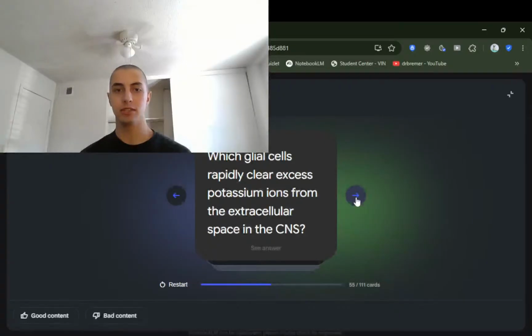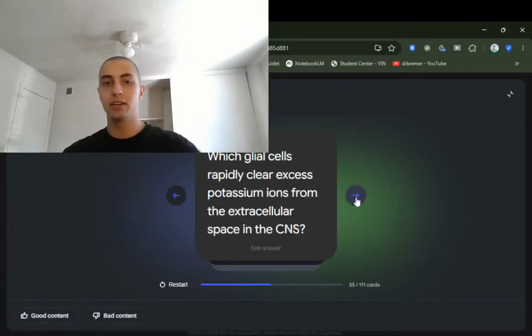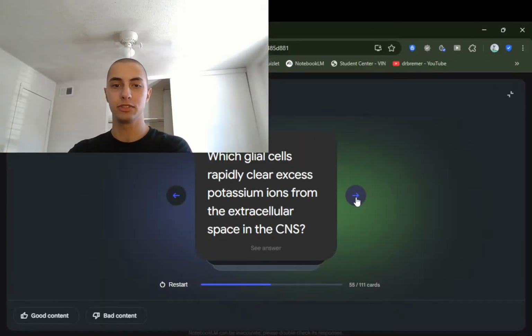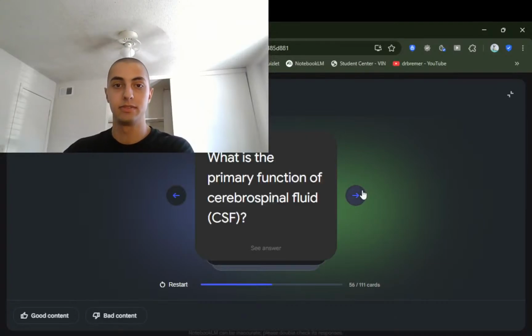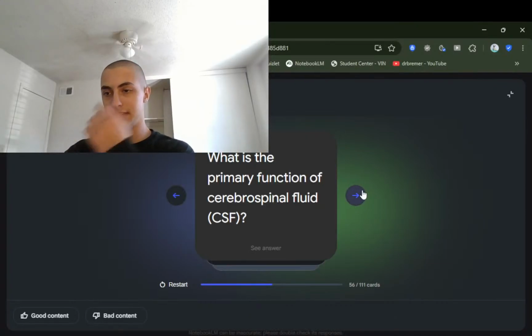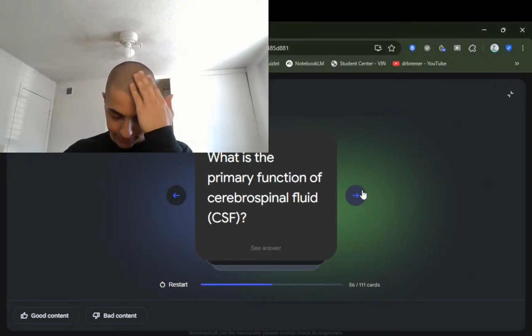Which glial cells rapidly clear excess potassium ions from the extracellular space in the CNS? No clue. Astrocytes. Okay. All of this is like, I mean, it's like Greek to me.